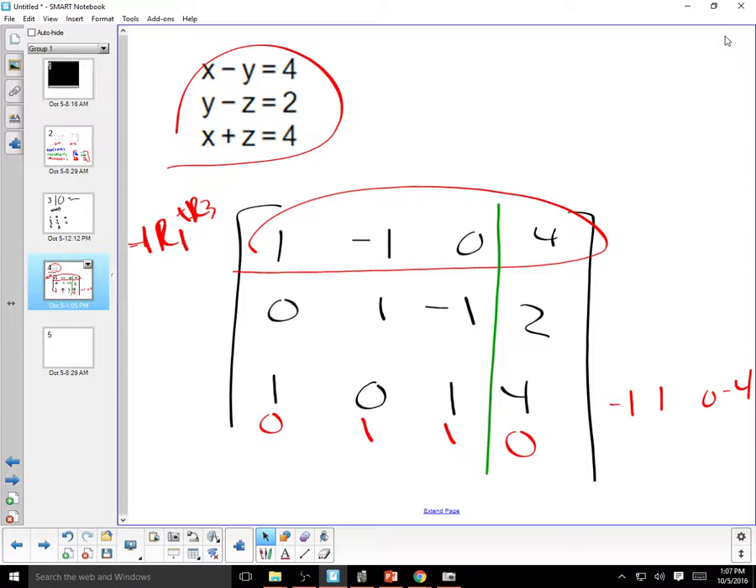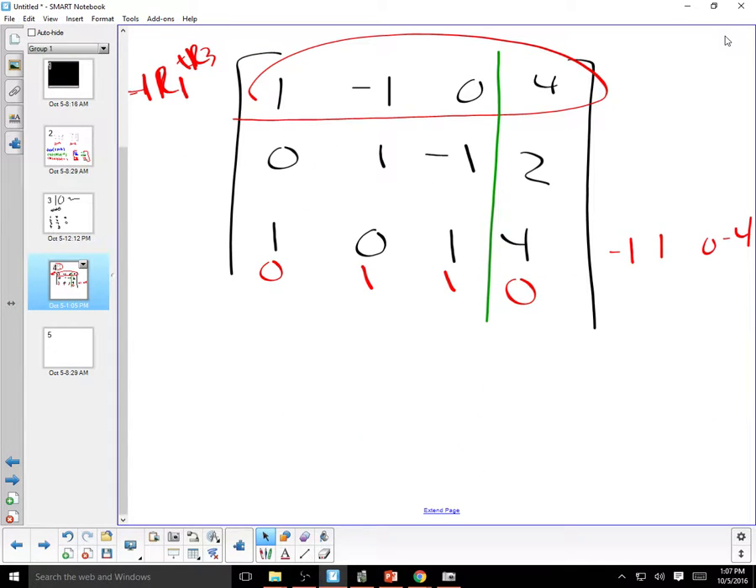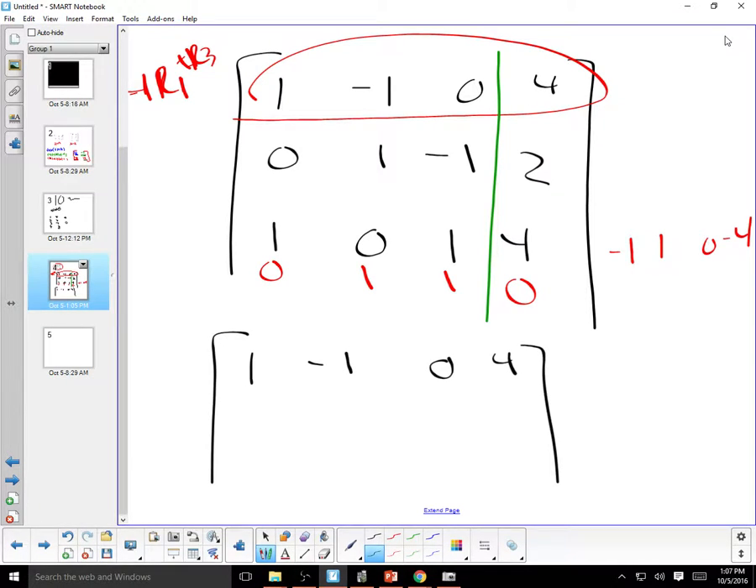Okay, so here's what I've got. I'm going to clean this up. 1, -1, 0, 4, 0, 1, -1, 2, 0, 1, 1, 0.